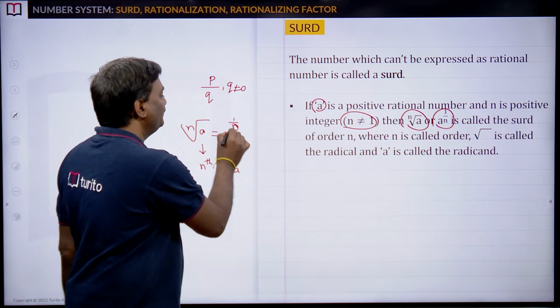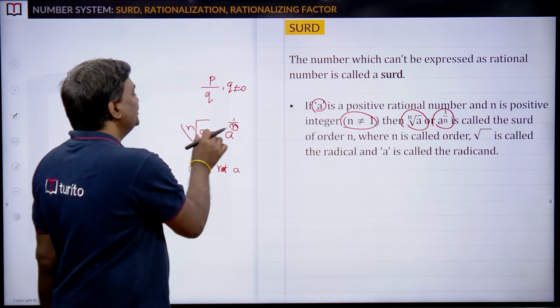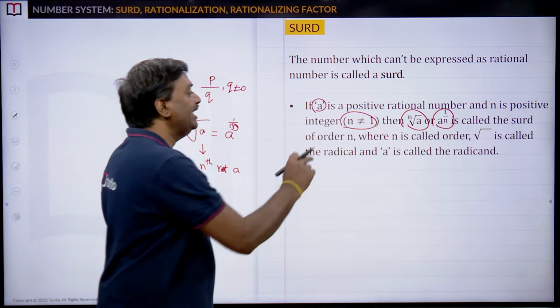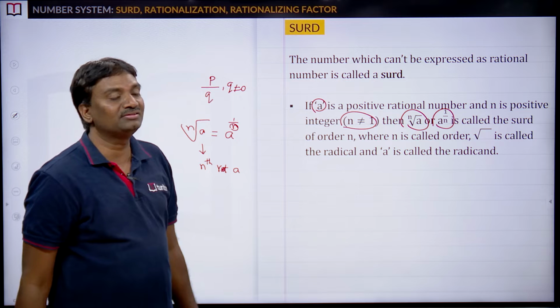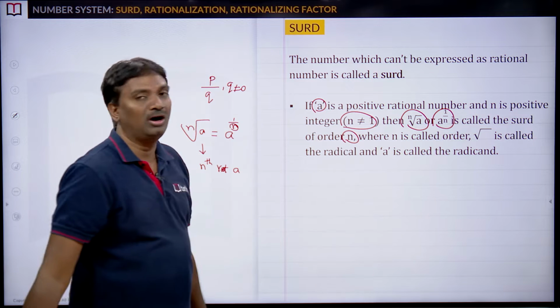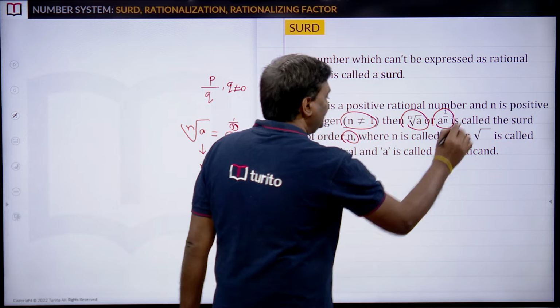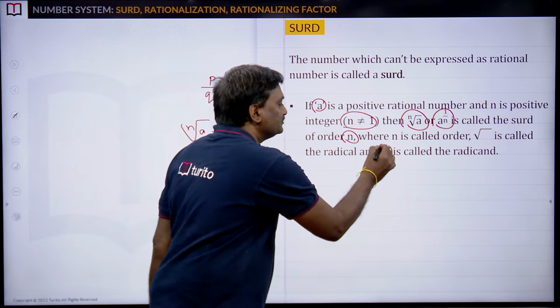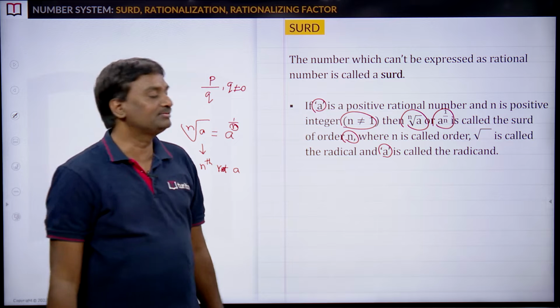So, where we have n, that is why we can say nth root of a or a power 1 by n is known as a surd of order n, where n is called the order. This symbol is called the radical and a is called the radicand. A is called the radicand.